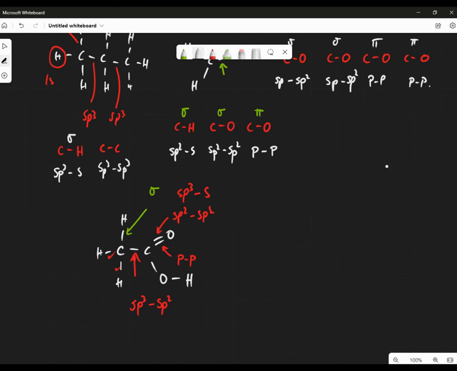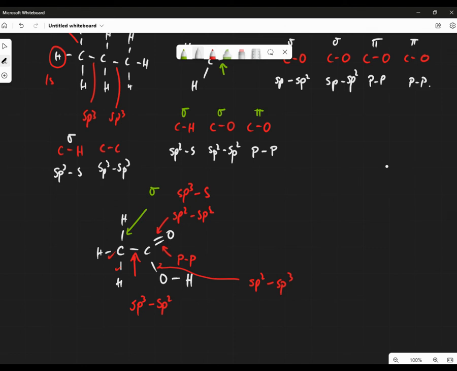Now, let's have a look at this one. What's this one here? Oh, this is a bit awkward, isn't it? Let me try and draw it weird. The carbon supplies an sp2 because it's trigonal planar, and the oxygen in this case is an sp3.